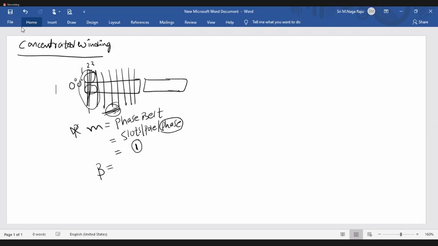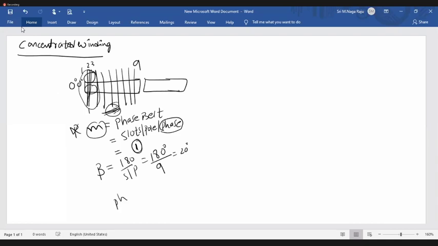We have total 1 to 9 slots. What is the value of beta? Yes, very good. Beta equal to 180 degrees by slots per pole. That is 180 degrees by how many slots we have? 9 slots per one pole. Total 18, 2 poles, 9 slots for one pole. So beta value is 20, but M value, phase belt, is 1 only.